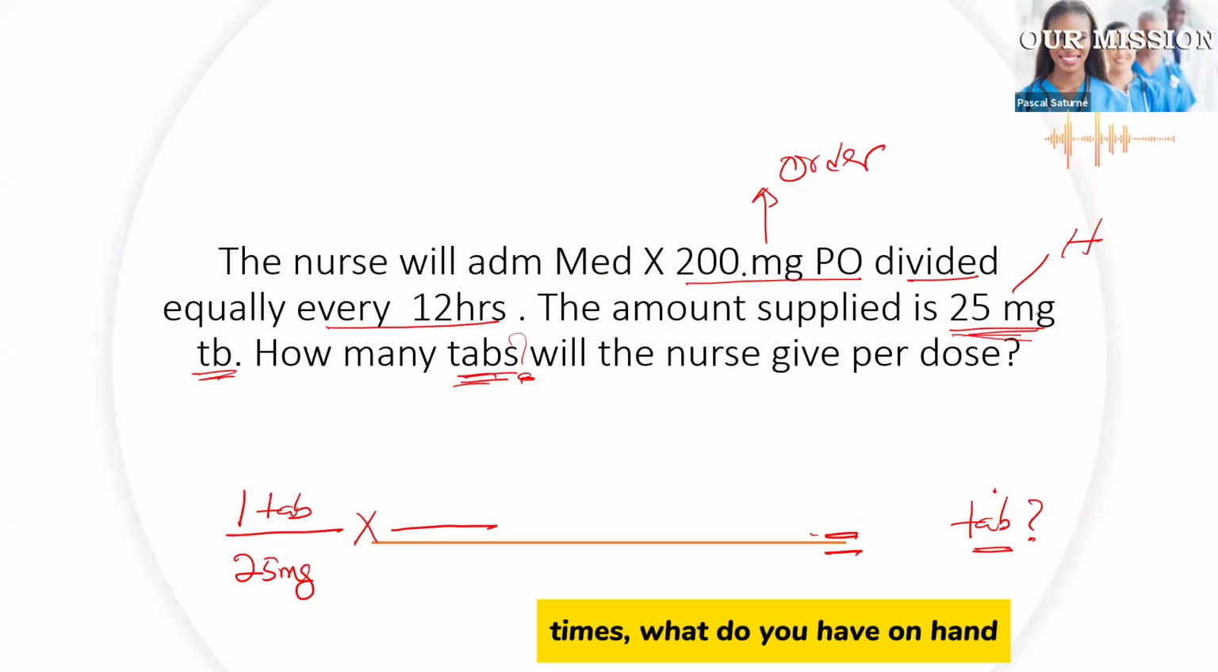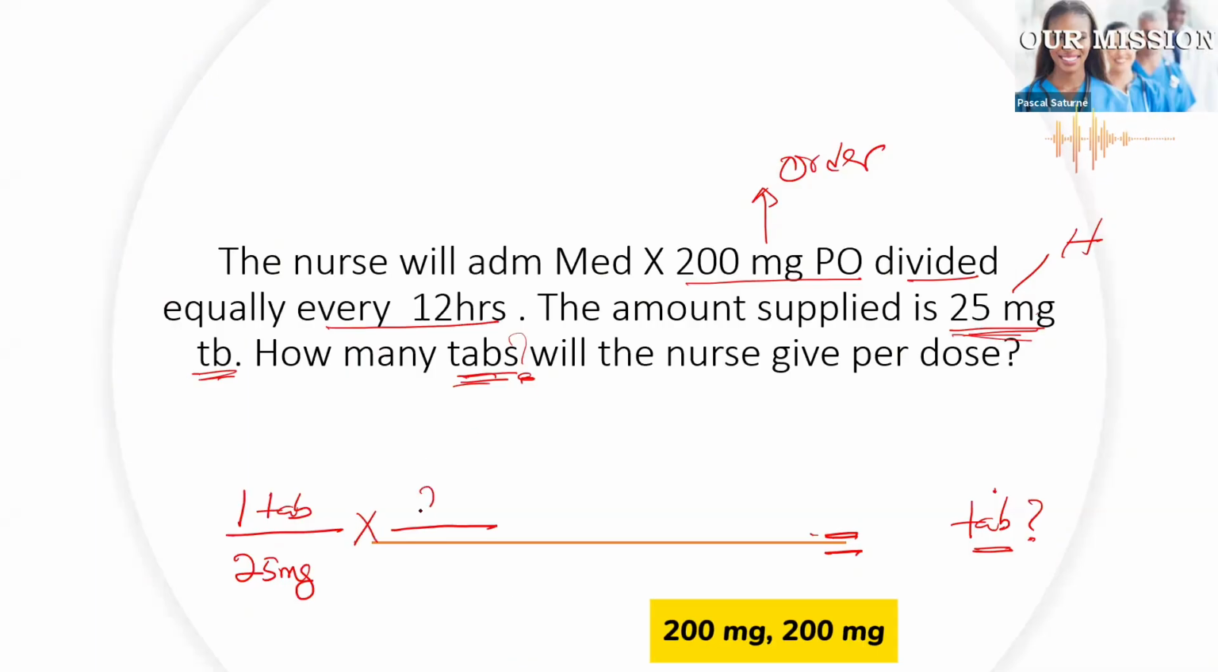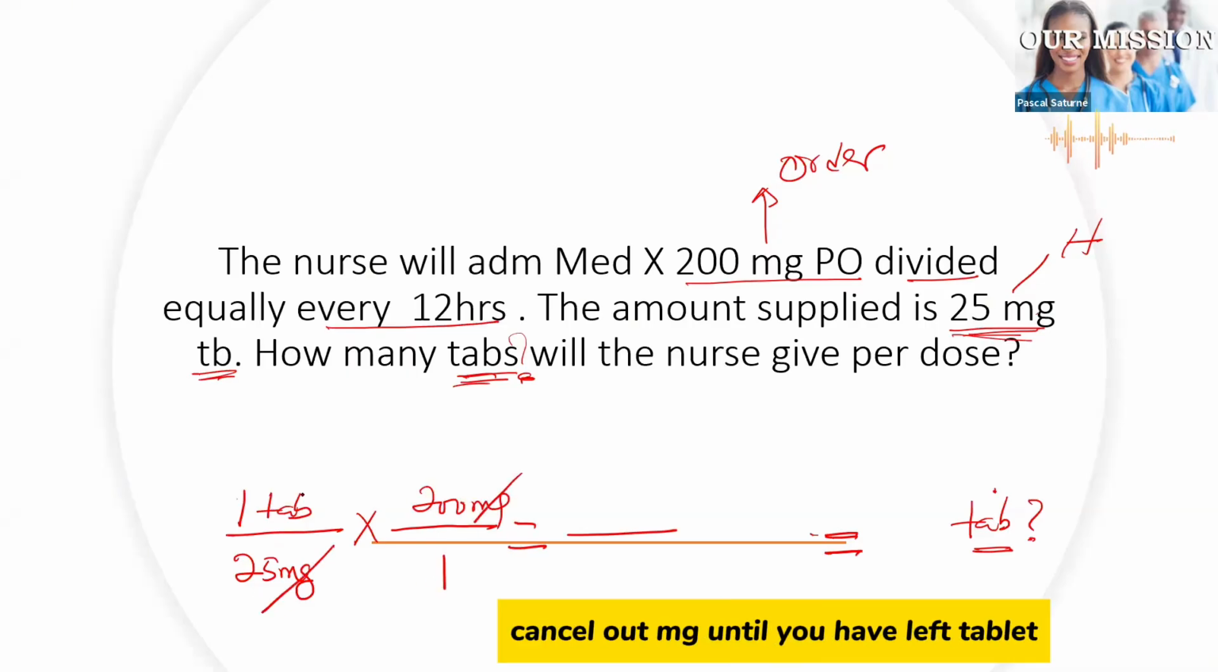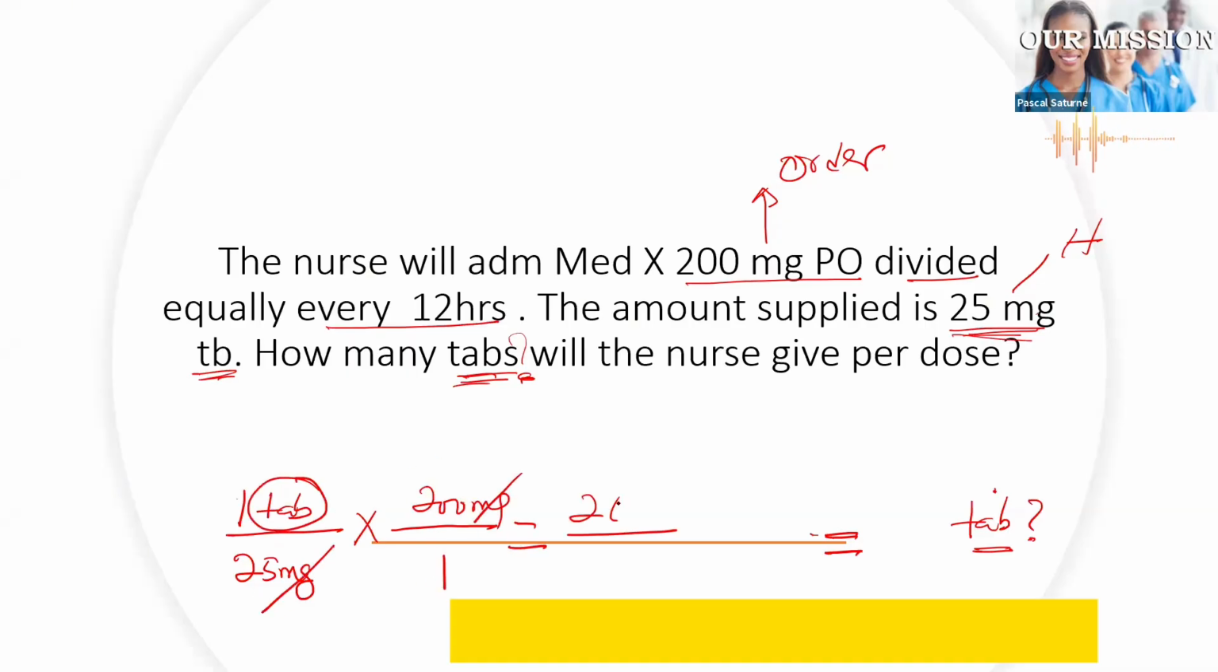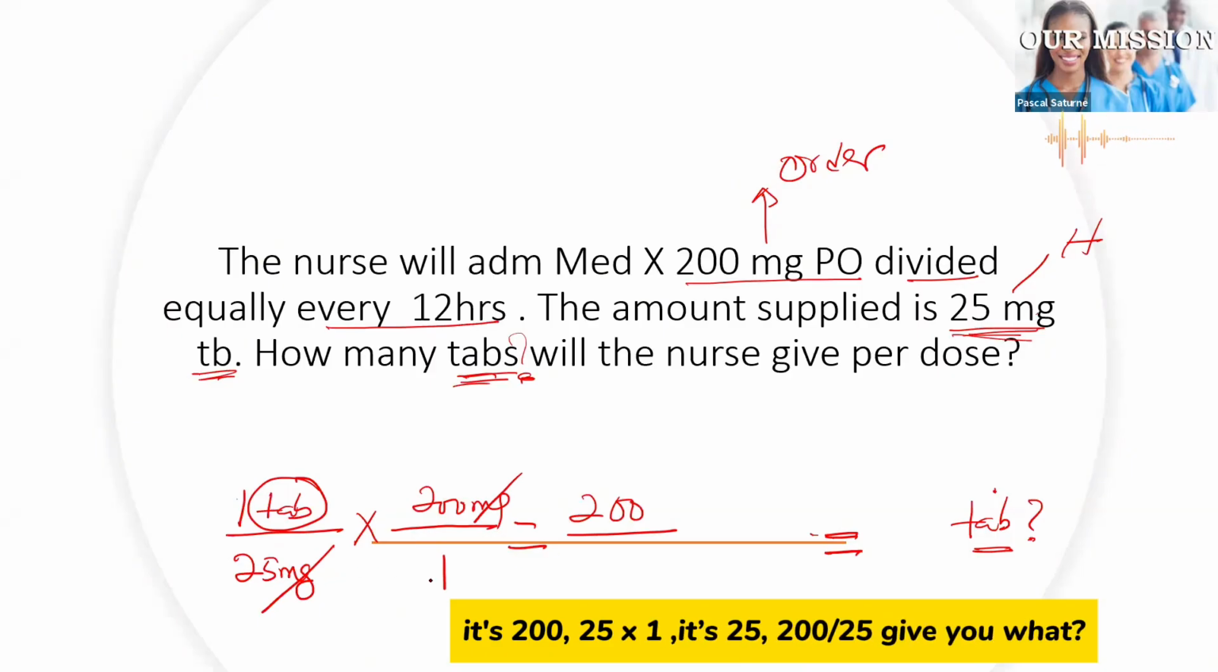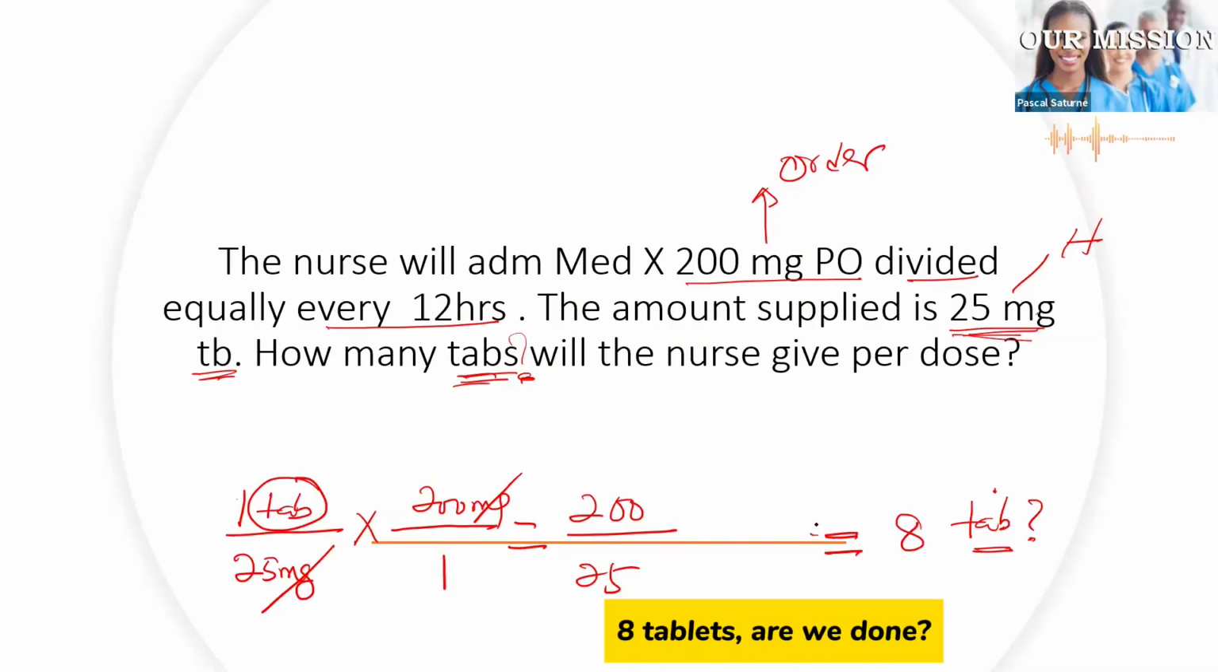Times, what do you have on hand? 200 milligram. Milligram cancel out milligram until you have left tablet. It's 200 over 25 times 1, which is 25. 200 divided by 25 gives you what? 8 tablets. Are we done?